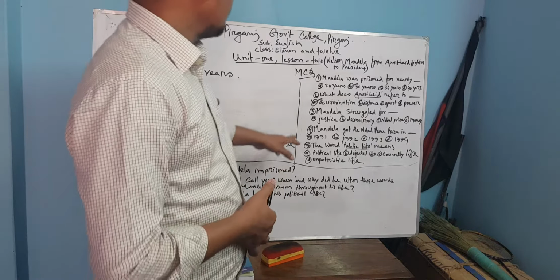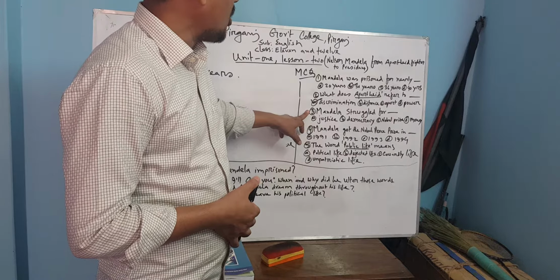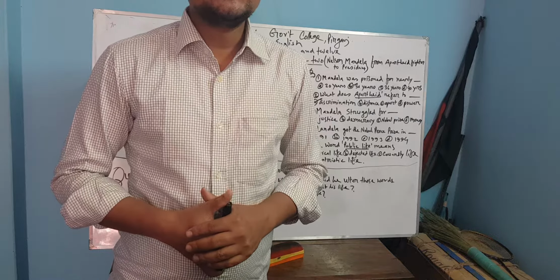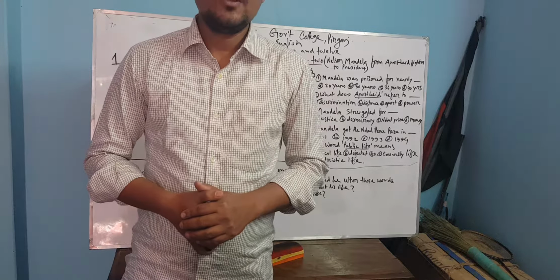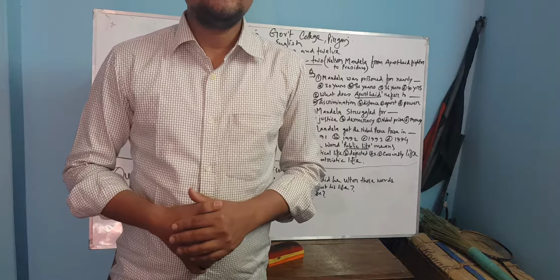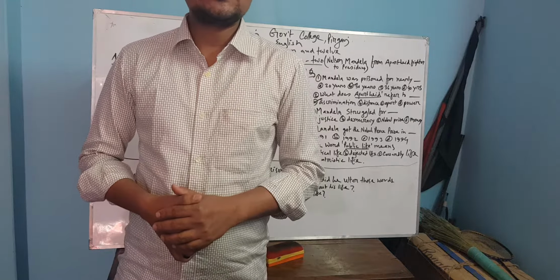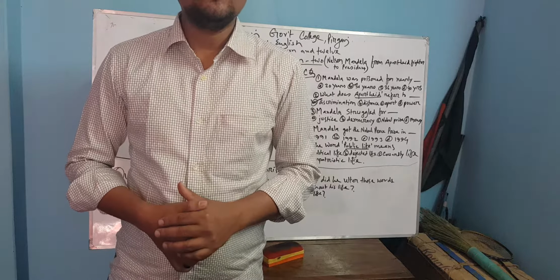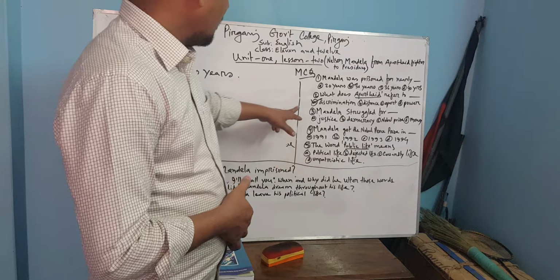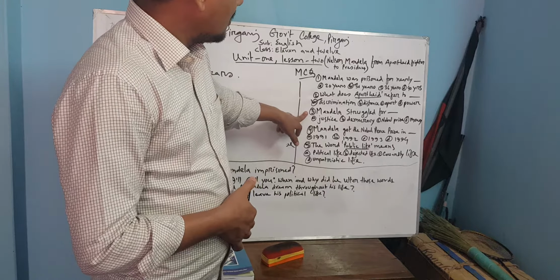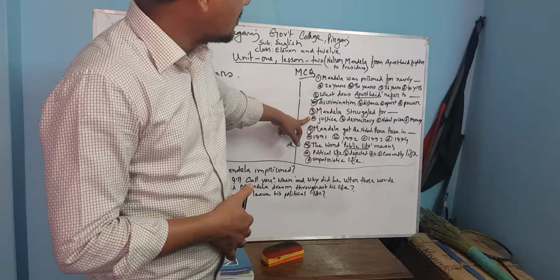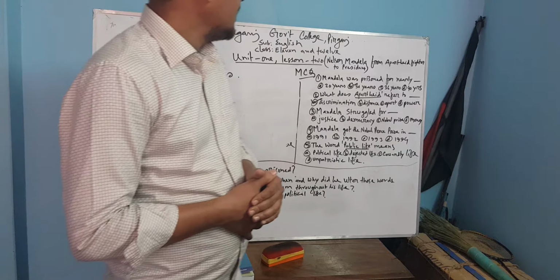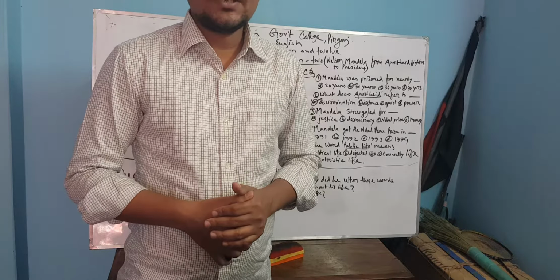Question number 3. Mandela struggled for. We know Mandela is the person who struggled throughout his life for the emancipation of his country's black people. He fought for the black people's emancipation. So Mandela struggled for justice, democracy, Nobel Prize or money. Surely Mandela struggled for democracy.